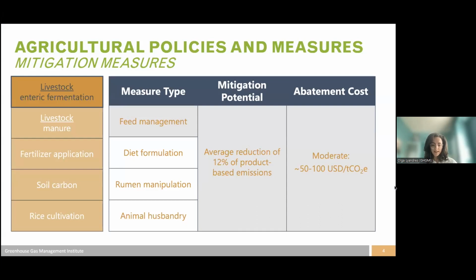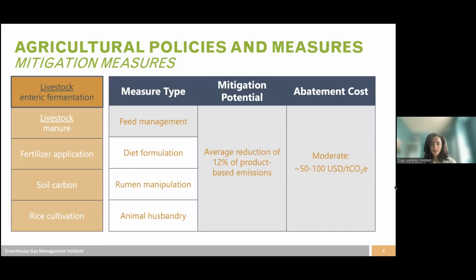So the revised guide contains information on agricultural mitigation measures that address some of the most dominant emission sources. For each mitigation measure, we include information about what the general mechanism is, what the enabling conditions are, some synergies and trade-offs when implementing it, as well as the mitigation potential based on literature studies and typical abatement cost.